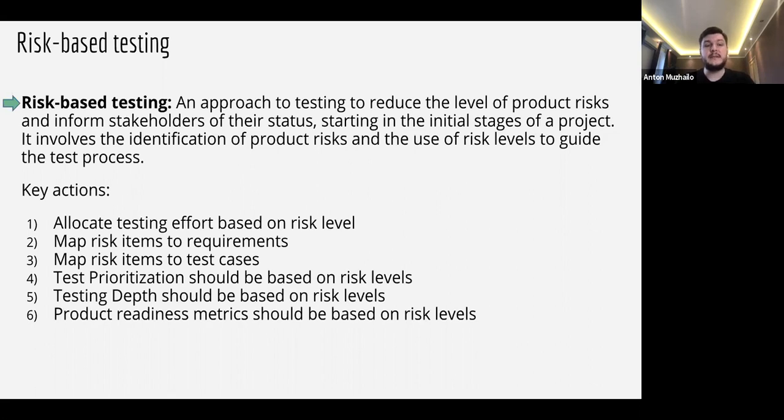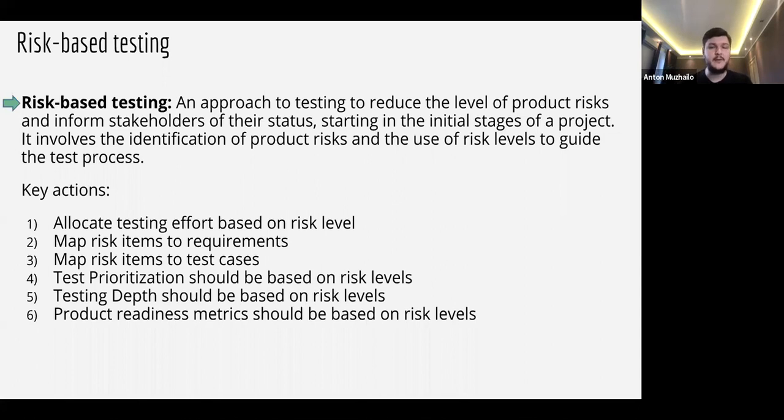Then we come to the testing depth and the level of detail. Usually it's very clear: the higher the risk level, the more detailed and deeper the testing should be. More mature test design techniques should be adopted, etc. At the end, we can reflect the product readiness metrics based on the risk levels. We can tell that, okay, before testing, those risks had these levels, but now they are here. So we paid this effort, and eventually it led to some levels.